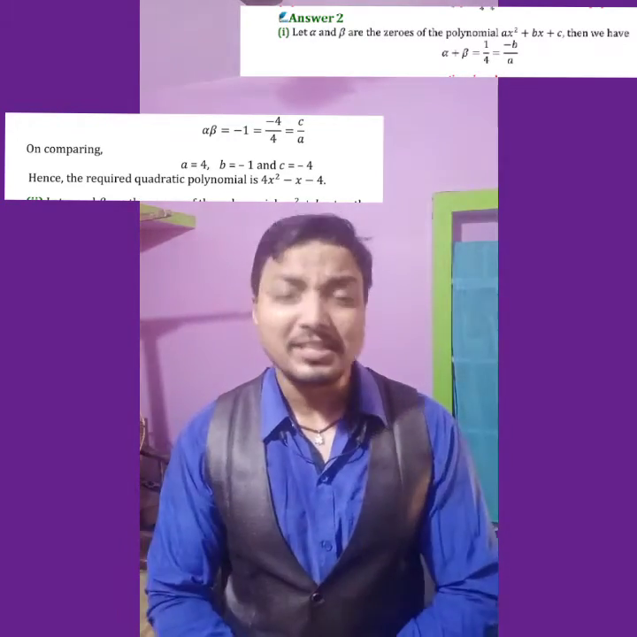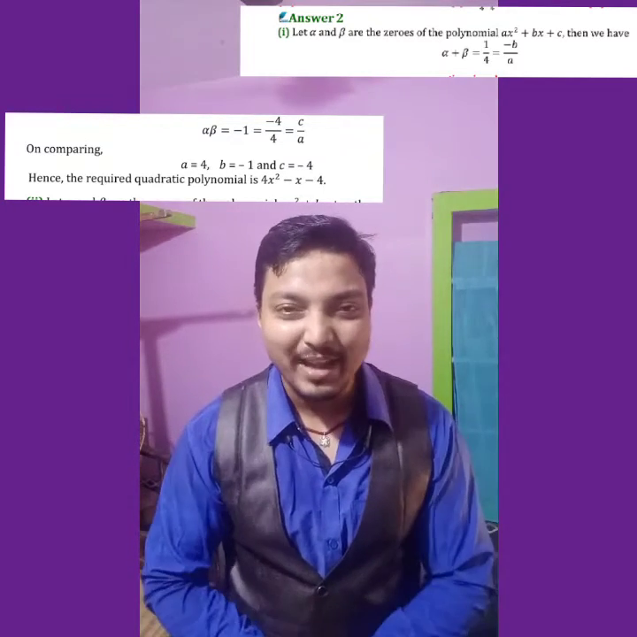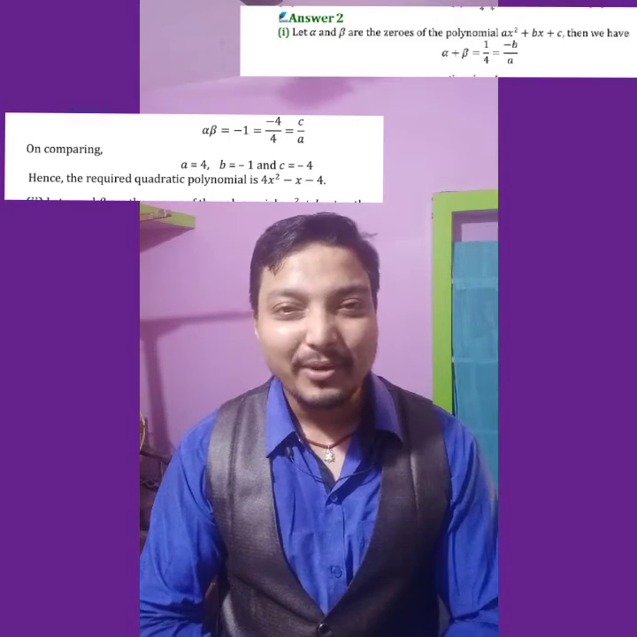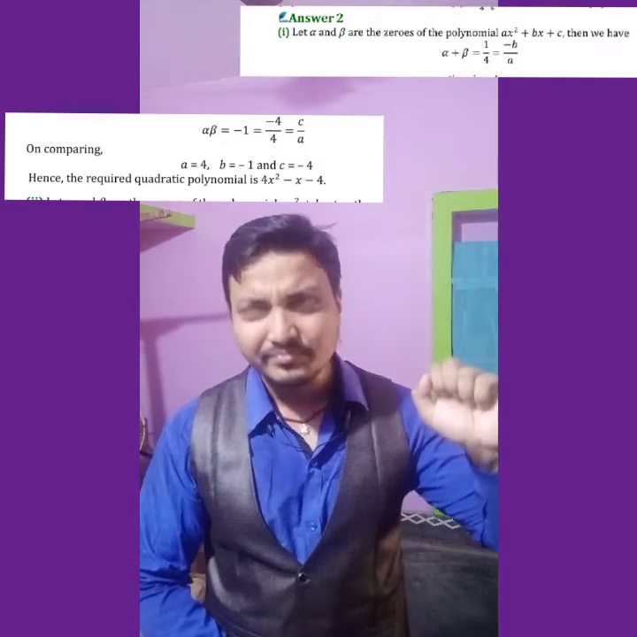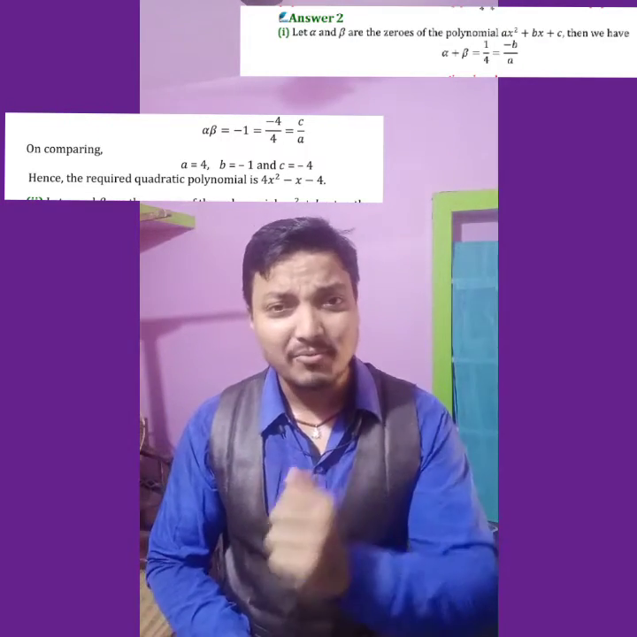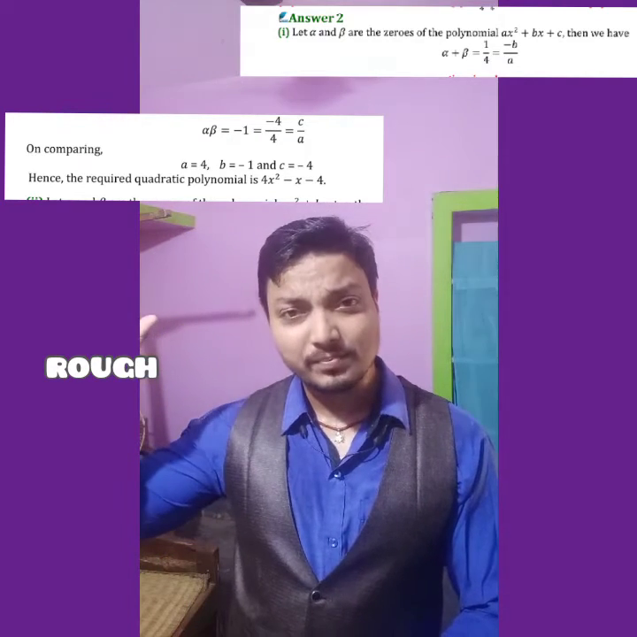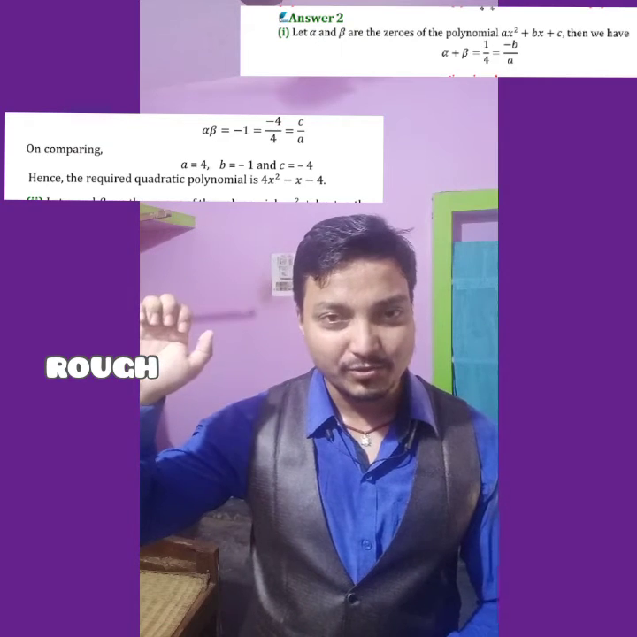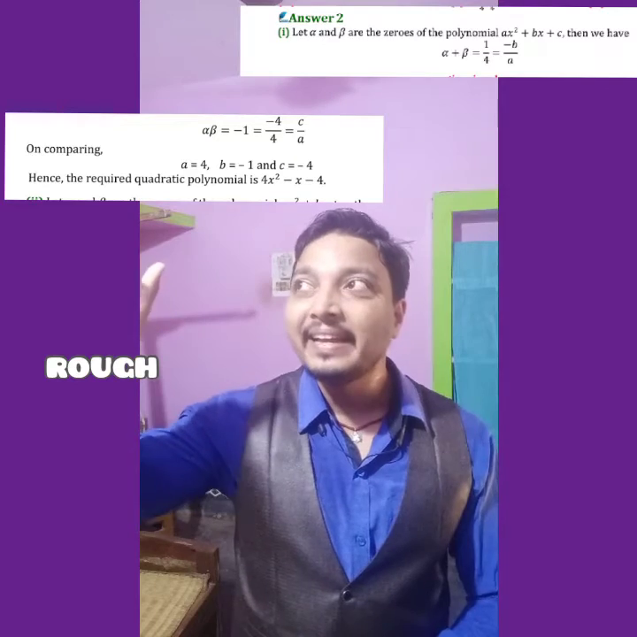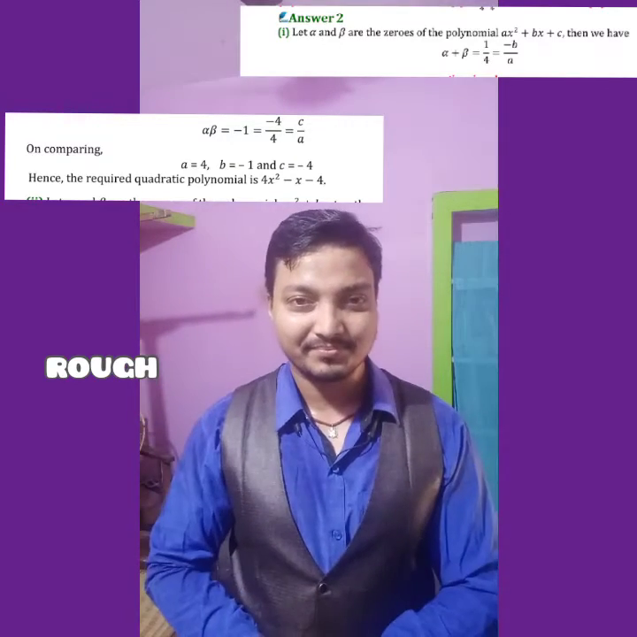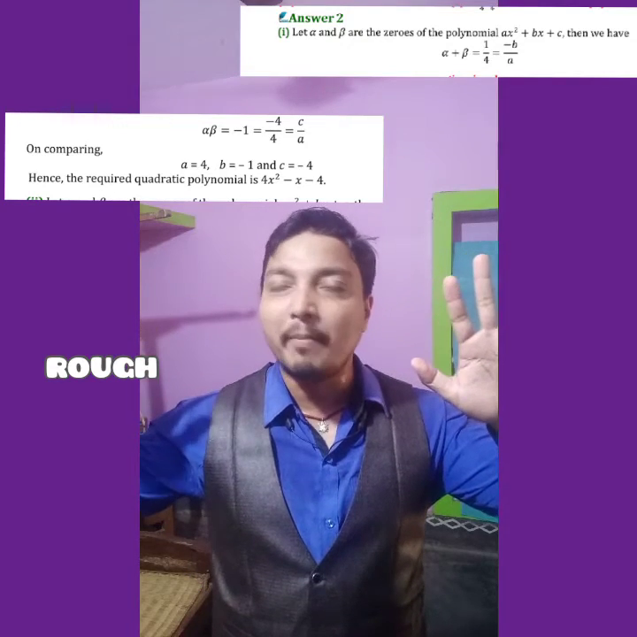So the sum of the two zeros is given as 1 by 4. The formula says the sum of the two zeros is minus b by a. So minus b by a is equal to 1 by 4. And the product of the zeros is given as -1, and the product of the zeros means c by a. So c by a is -1 by 1. Sum equals 1 by 4 and product equals -1.